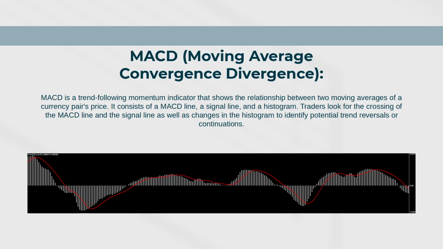MACD, or Moving Average Convergence Divergence. MACD is a trend-following momentum indicator that shows the relationship between two moving averages of a currency pair's price. It consists of a MACD line, a signal line, and a histogram. Traders look for the crossing of the MACD line and the signal line, as well as changes in the histogram, to identify potential trend reversals or continuations.